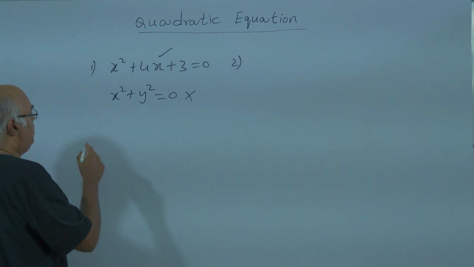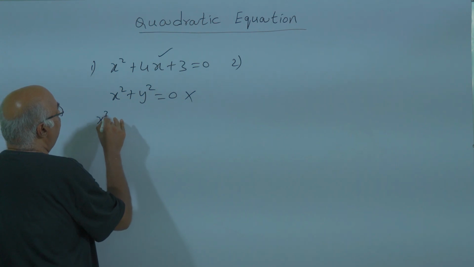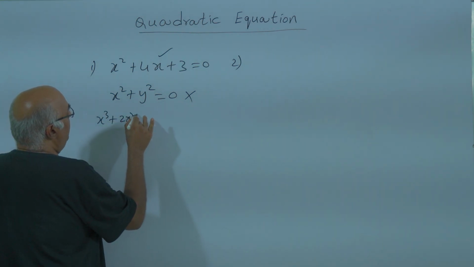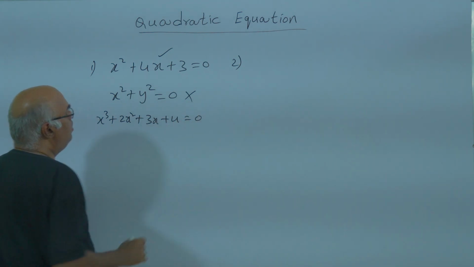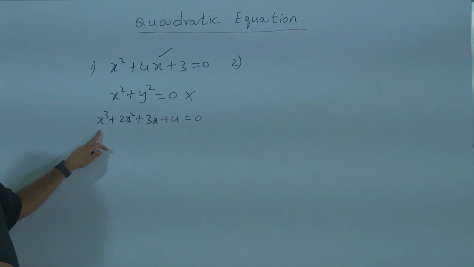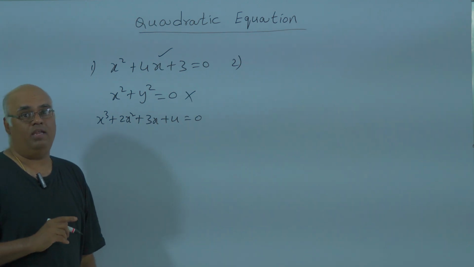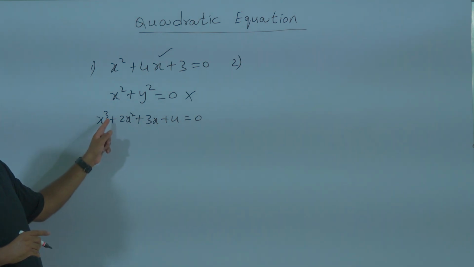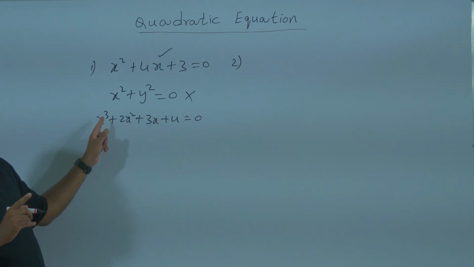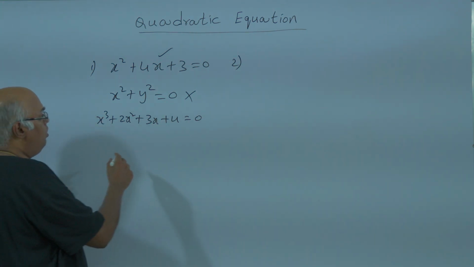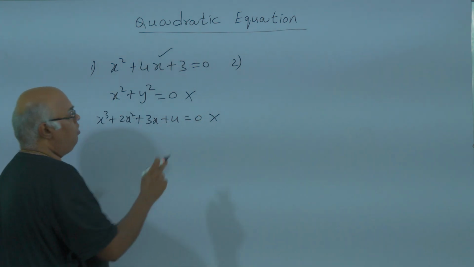Now let us take another example: x cube plus 2x square plus 3x plus 4 is equal to 0. If you observe this equation, the highest power of the variable x is 3. So it is not equal to 2. You can't call this a quadratic equation. So this is not a quadratic equation.